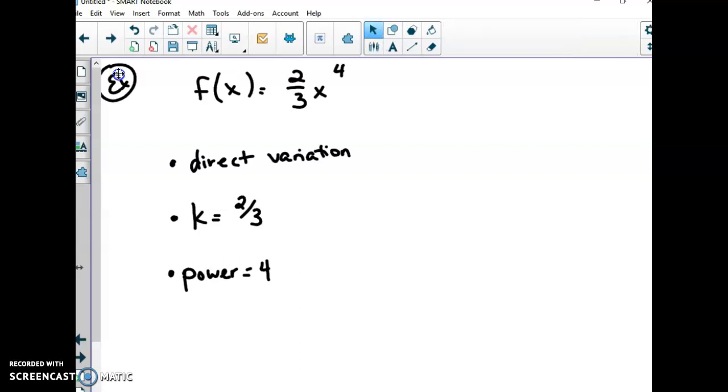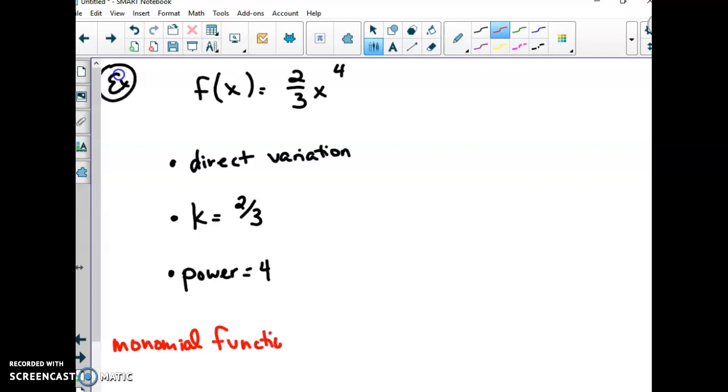This actually is an example of a monomial power function. The reason why this represents a monomial power function is because we have a single term polynomial function. Okay, so let's write that down. And that makes sense because mono means one. So single term polynomial function. There isn't anything added or subtracted off of that 2/3 x to the 4th, and the x is down in a normal level. It's not like an exponent, so those types of things.